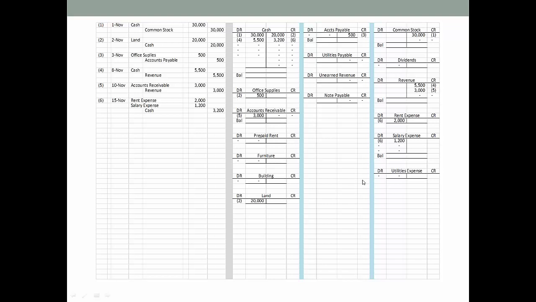Next, number 6, rent expense. So we have rent expense here, salary expense here. We paid cash, so we're going to be crediting cash here. Next, accounts payable. We're paying on accounts payable, so our cash is going down. We're going to credit cash, and we're going to be debiting accounts payable, showing that we owe less on accounts payable.